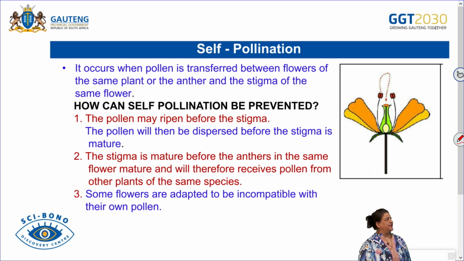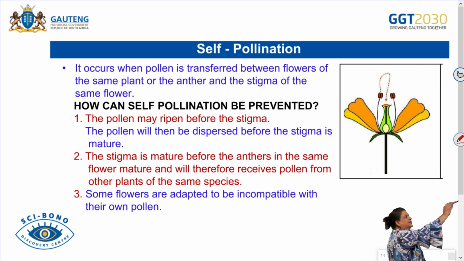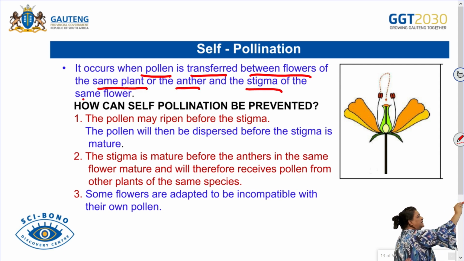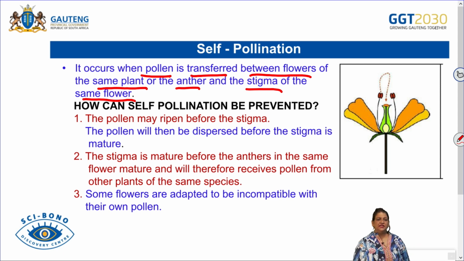Now, self-pollination. We said that it occurs when the pollen is transferred between flowers of the same plant, anther and stigma of the same flower. So this is just a little revision again on self-pollination. Now, we know that self-pollination does not bring about genetic diversity. In other words, we won't be getting a variety of flowers.